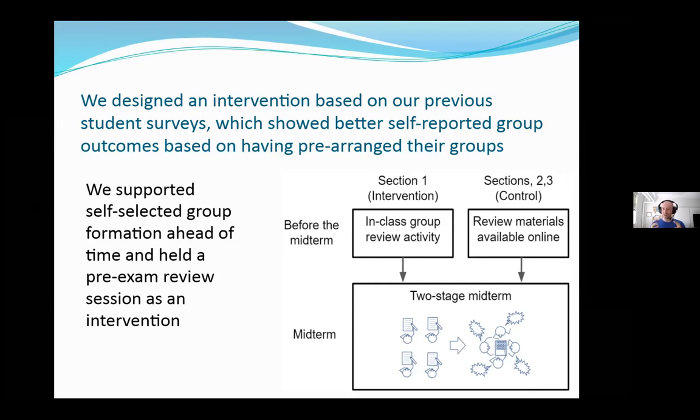We had this review session that did this, and we actually talked a little bit about some productive group work ideas within the review session as well. We made all of these materials available to the control sections as well, but it just happened to be that there was a snow day, so one section had a bonus day that we were able to do this in. So we took advantage of it and did that in the one section.